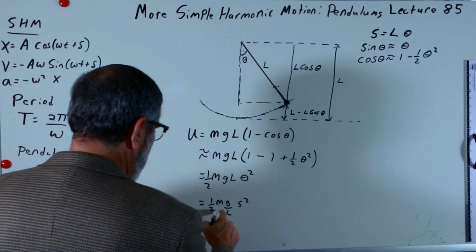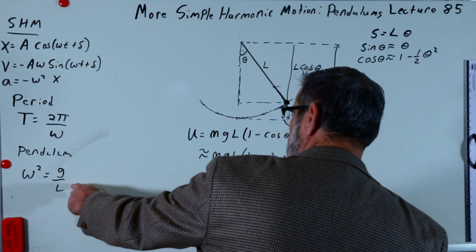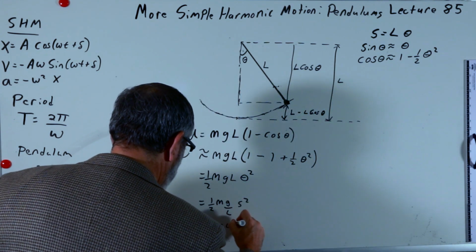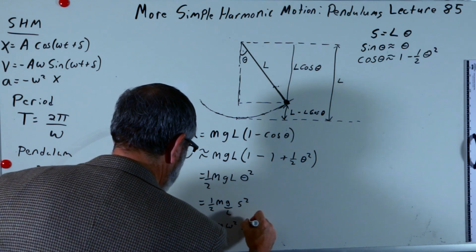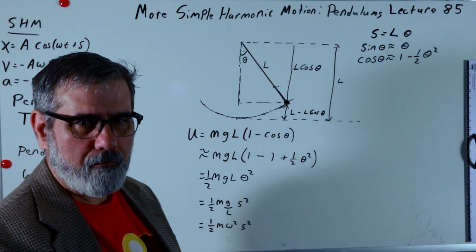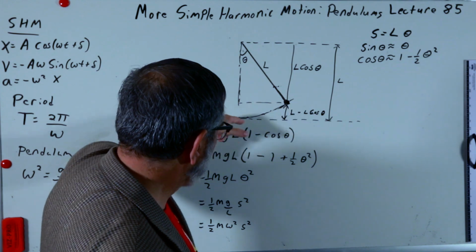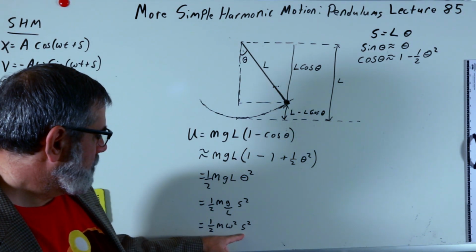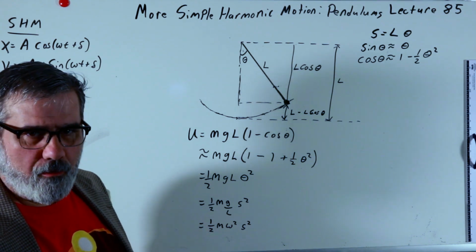And then we can finally, g over L we recognize from here, that's just omega squared, right? So that's 1/2 m omega squared s squared. Where s is, again, the distance that you travel along this curved path. So this is, again, a parabola, right? If we were to graph that, it's a parabola.